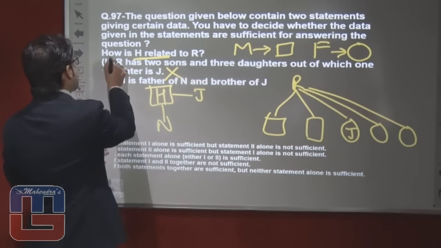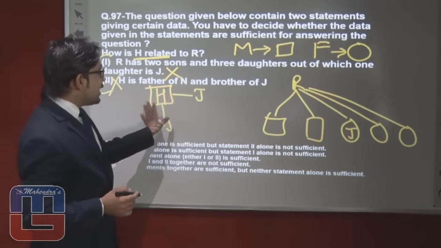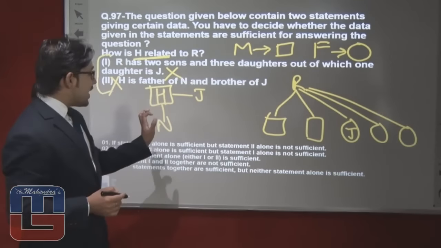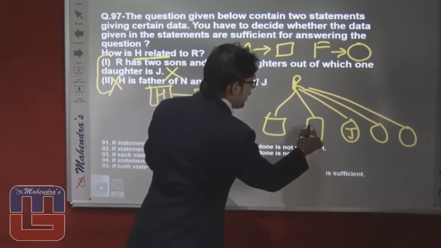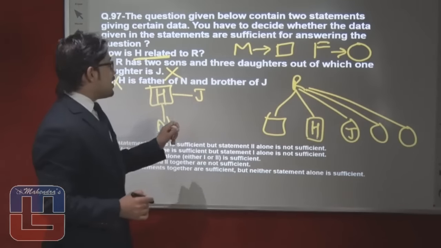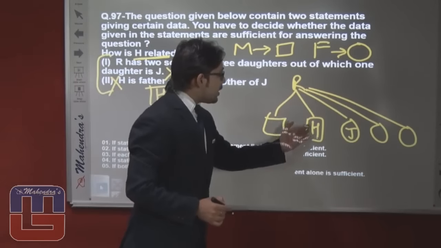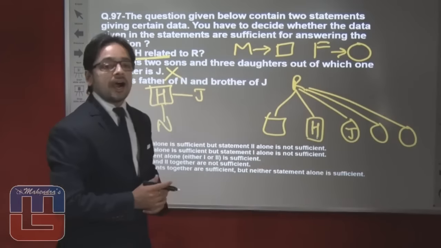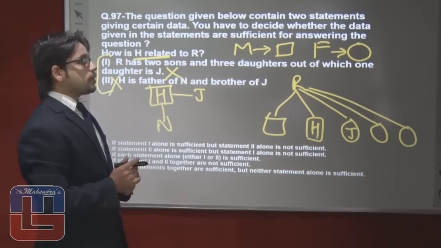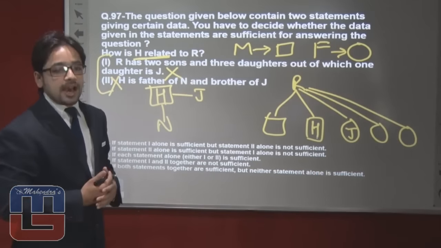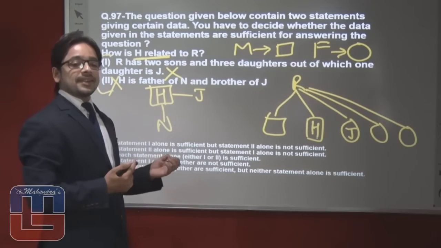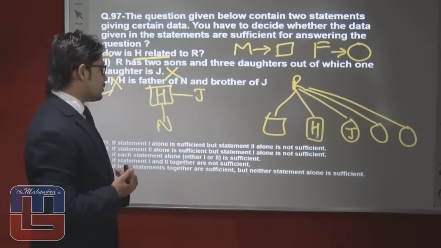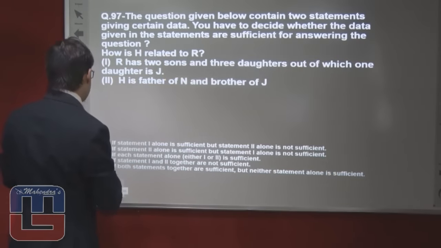Now we have to combine both of the statements. After combining both of the statements, you will realize that H is brother of J. So we can say that H is son of R. So this is the right answer. So we can conclude both the statements together are necessary to answer this question, but neither statement alone is sufficient to solve this question. That's all about this question.